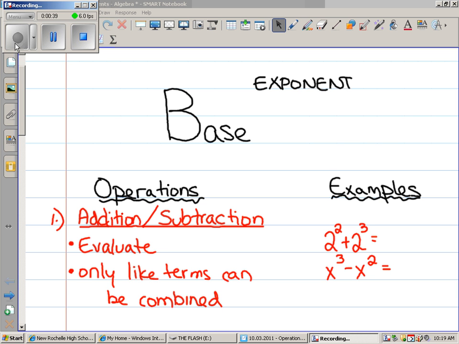So there's going to be two categories here in your notes. One category is just operations. And then the second category is going to be examples. So you'll get to see examples of what's going on. And the first one is going to be addition and subtraction. So what happens when you try and add two things that have some exponents to them?